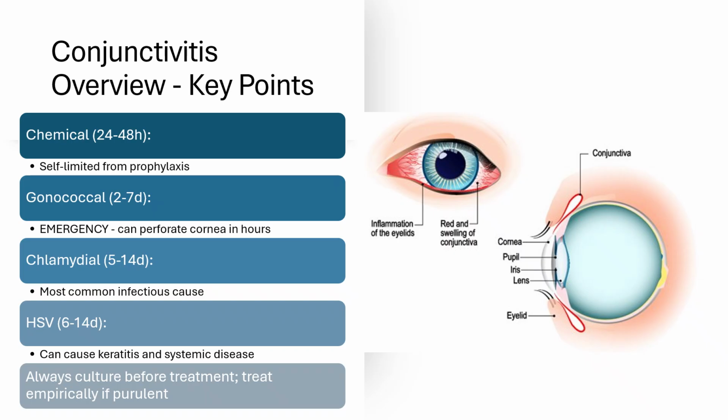Always obtain cultures before starting treatment: gram stain, routine culture, chlamydia, and HSV PCR. But when faced with purulent discharge, begin empiric coverage immediately. The consequences of delayed treatment far outweigh the risks of unnecessary antibiotics in this setting.